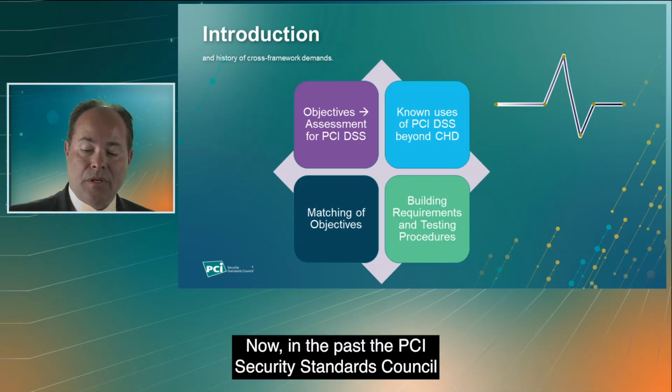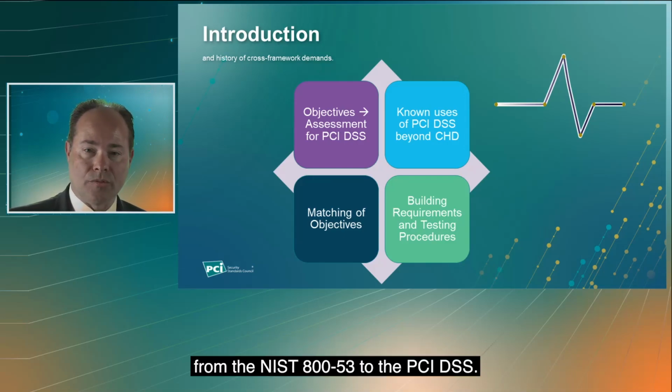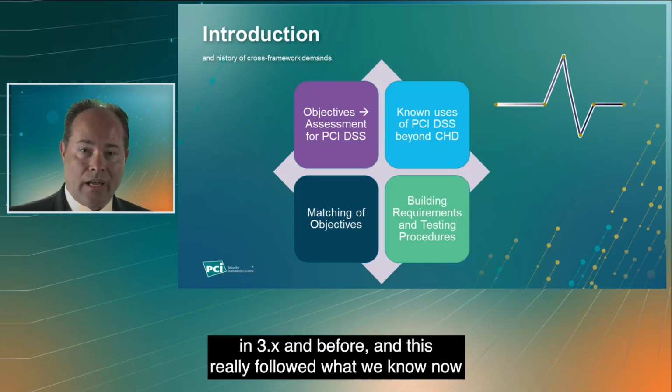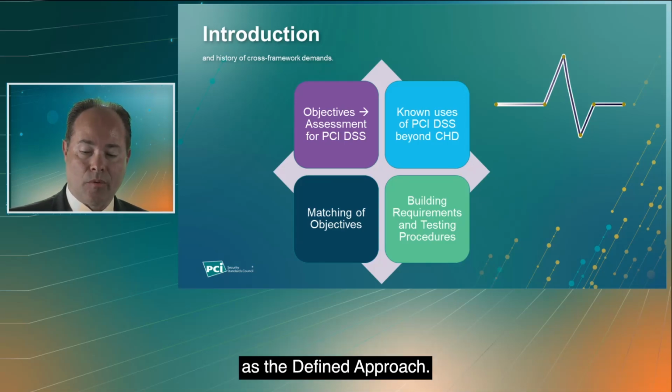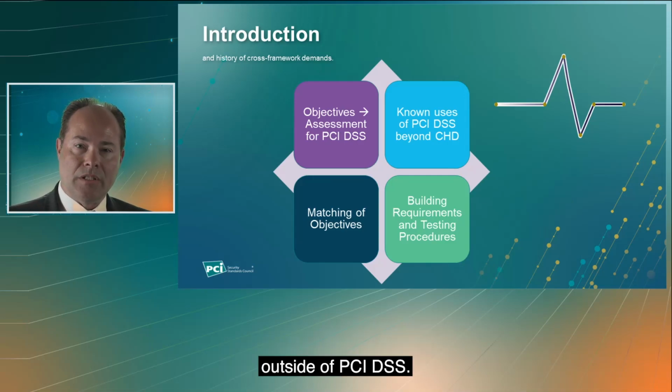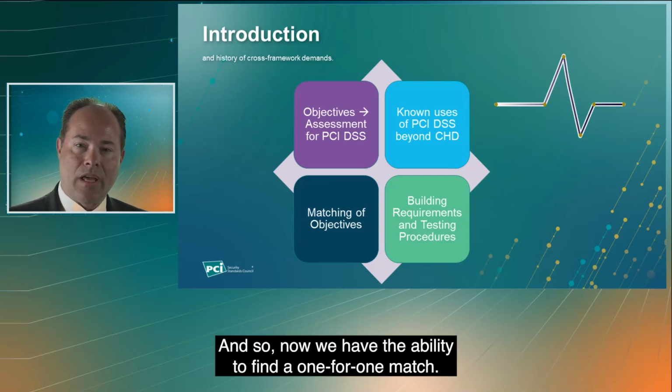Now, in the past, the PCI Security Standards Council released mapping of controls from the NIST 853 to the PCI DSS. Now, this was a version before version 4, in 3.x and before, and this really followed what we know now as the defined approach. The other objectives are found in each of the frameworks outside of PCI DSS. And so now we have the ability to find a one-for-one match.